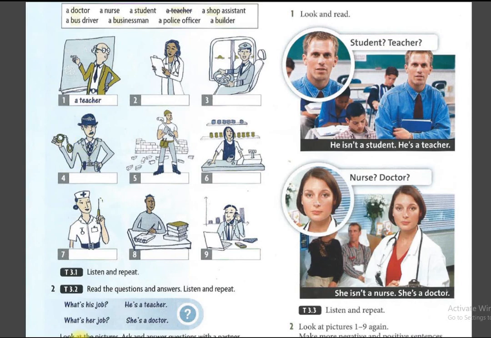Okay. So whenever we have a female, you have to use her. And the answer would be, she is. Okay? And whenever it is a male, you have to use his. And the answer would be, he is.